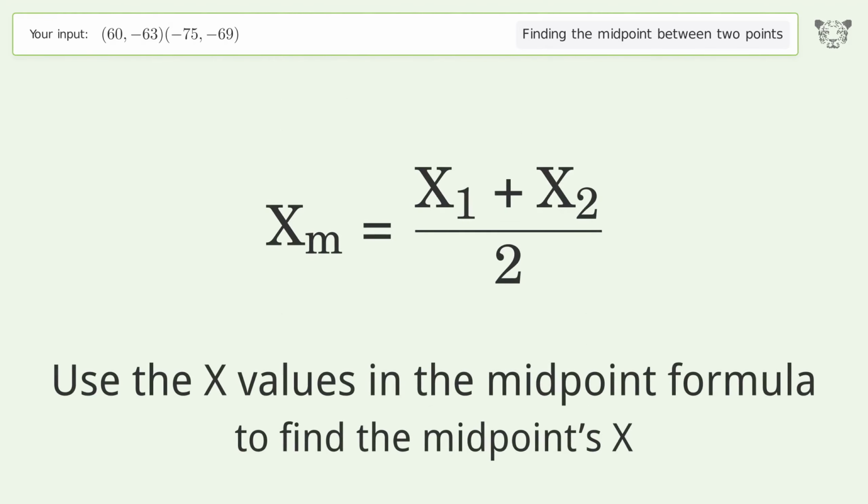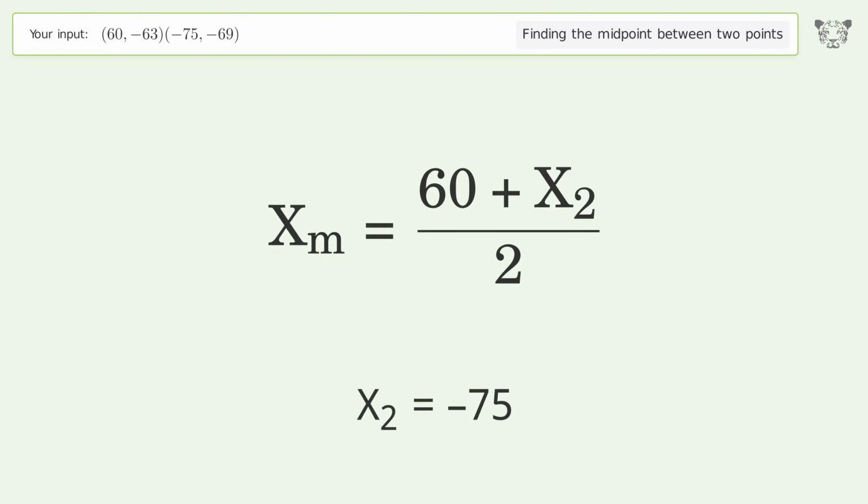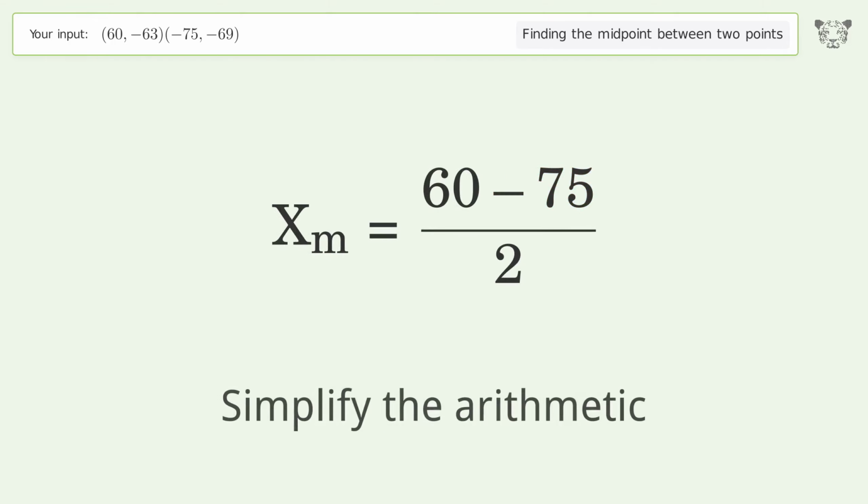Use the x values in the midpoint formula to find the midpoint's x. x1 equals 60. x2 equals -75. Simplify the arithmetic.